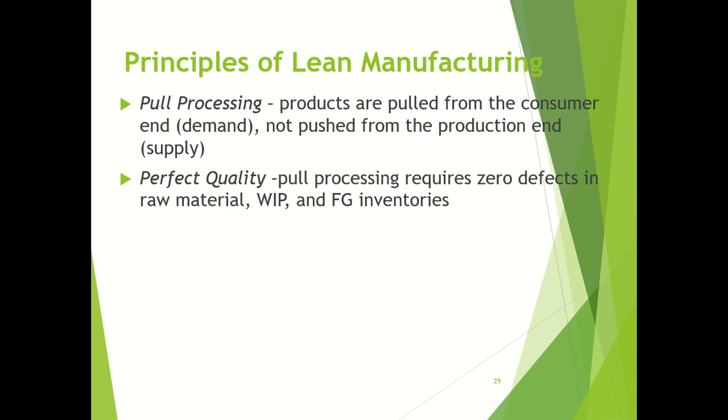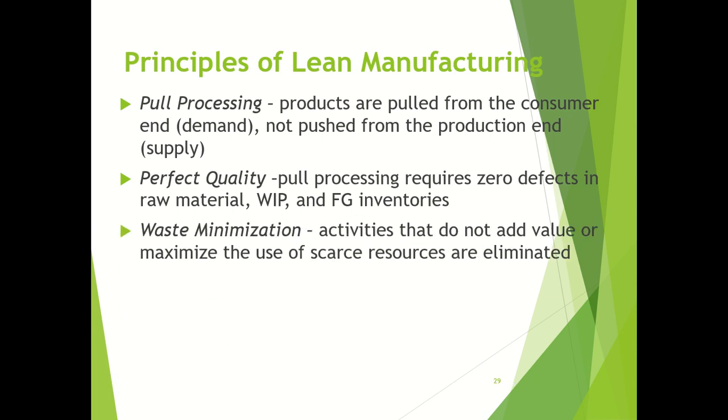Another principle is perfect quality. Lean manufacturing entails that poor quality is very expensive to the firm. So under perfect quality, pull processing requires zero defects, no waste, on raw materials, work in progress, and finished goods. Of course, we can only have perfect quality if we have the perfect process. And eventually, I mentioned waste minimization earlier. We need to minimize waste because it does not add any value to the entity and it uses scarce resources, which are very limited.